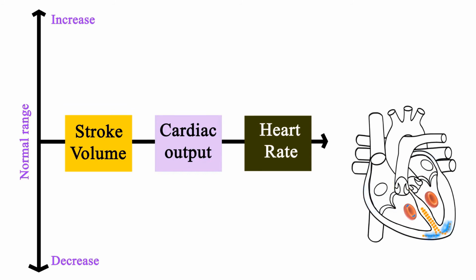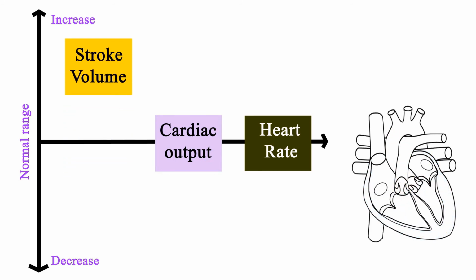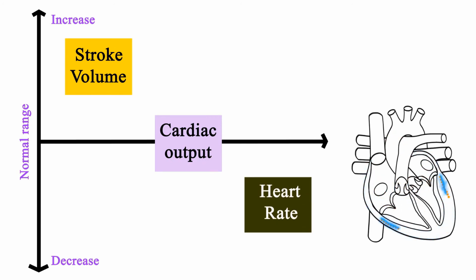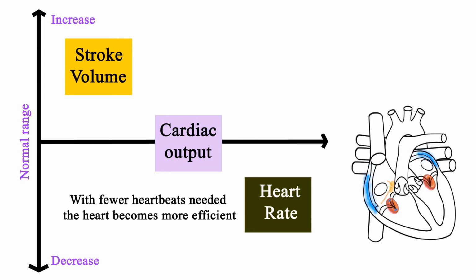However, this also means if stroke volume is increased, the amount of blood ejected by the heart increases. This would mean fewer heartbeats were needed to circulate the same amount of blood per minute. With fewer heartbeats needed, the heart becomes more efficient as less contractile work is necessary per minute to circulate blood.